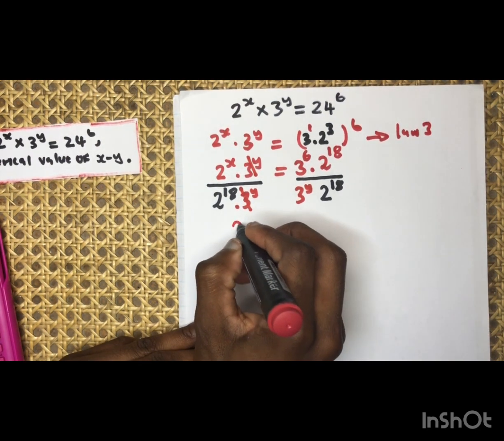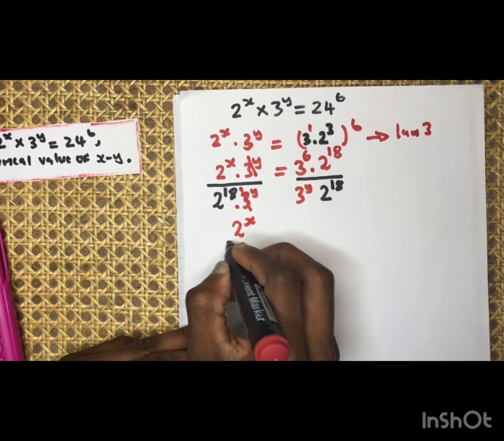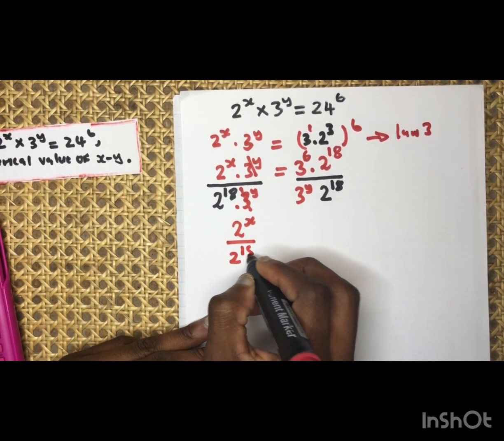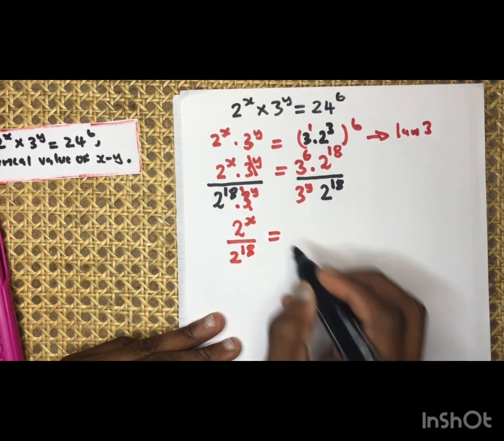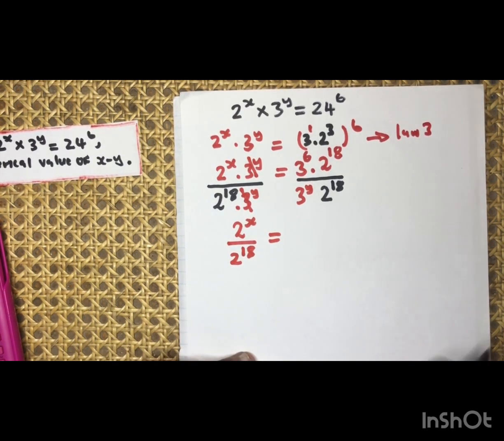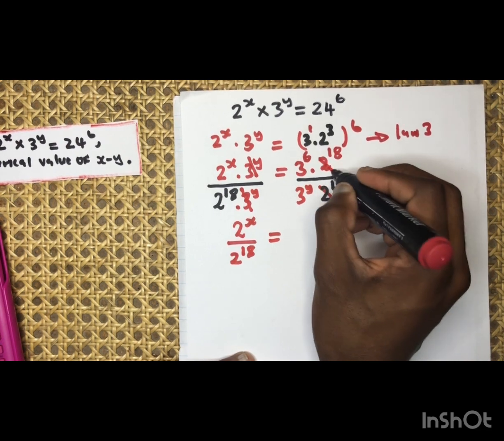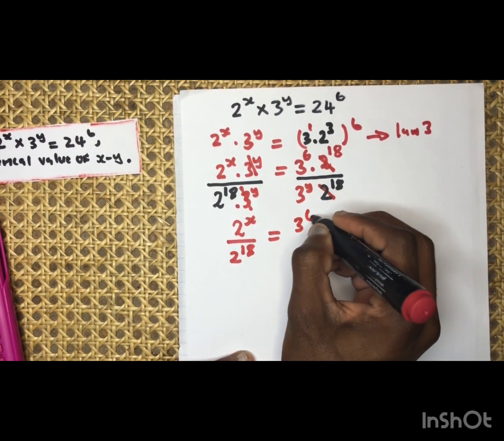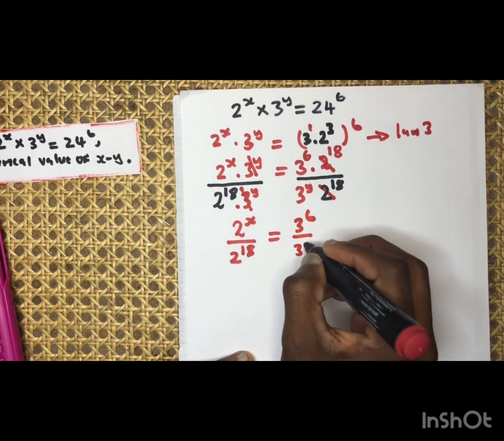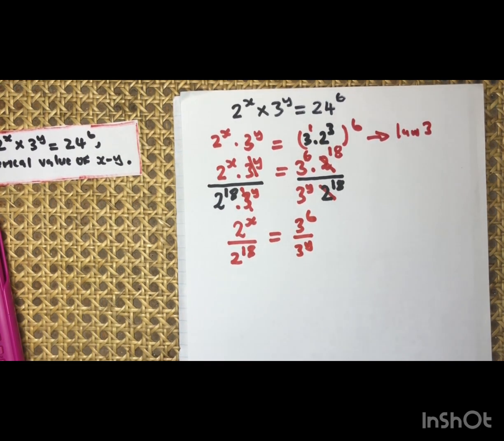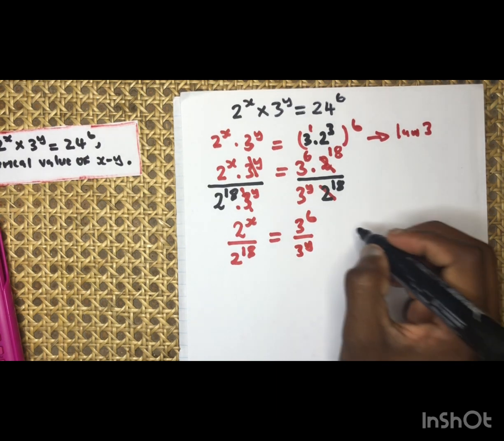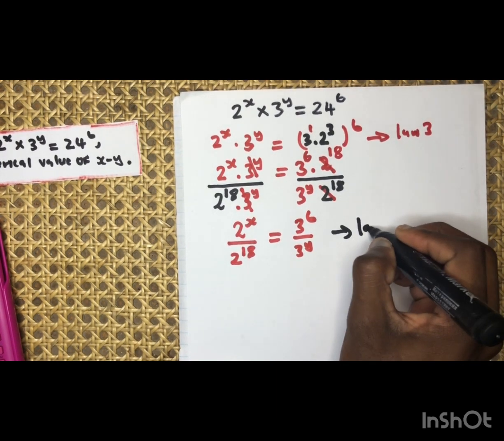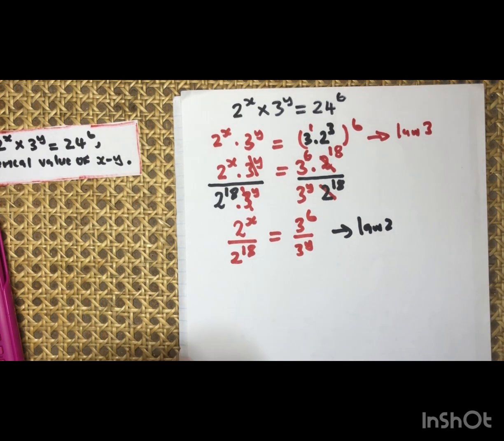Now I'm left with 2^x over 2 to the power 18. Yes. So this one, guys, 2 to the power 18, cancels this one. Now I'm left with what? With 3 to the power x over 3 to the power y. Now you ask yourself again, which law do you need to apply? Yes, it's law number 2.